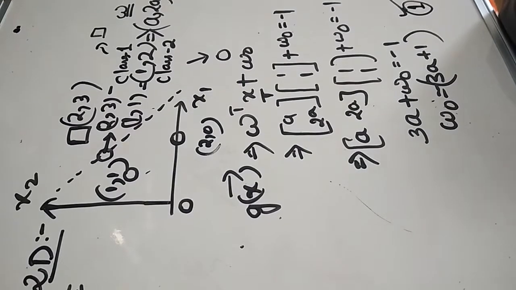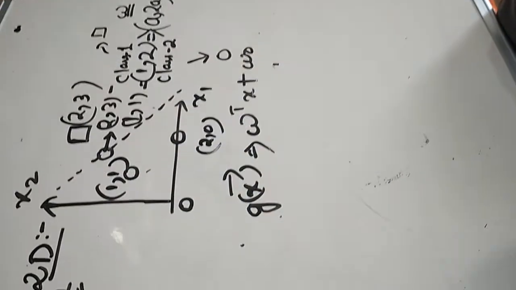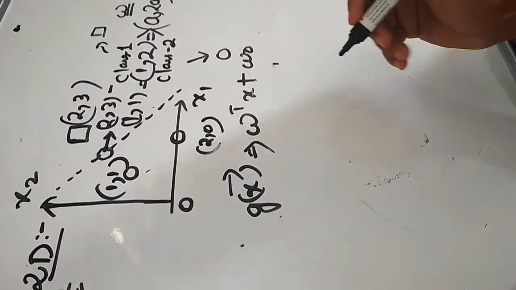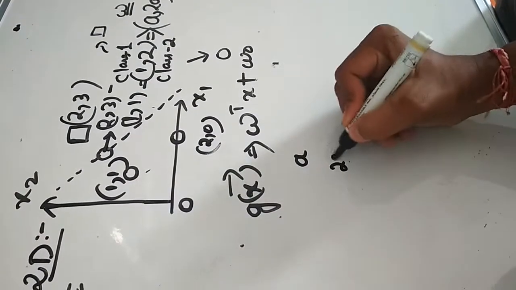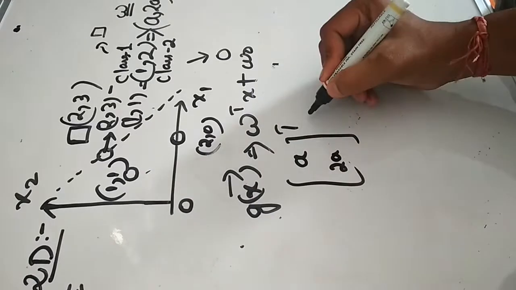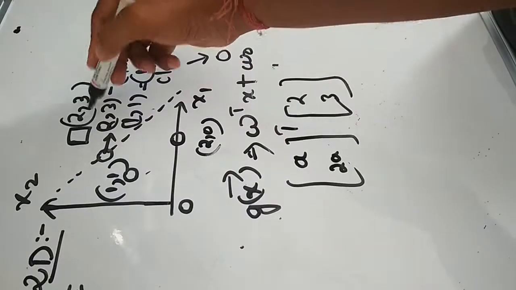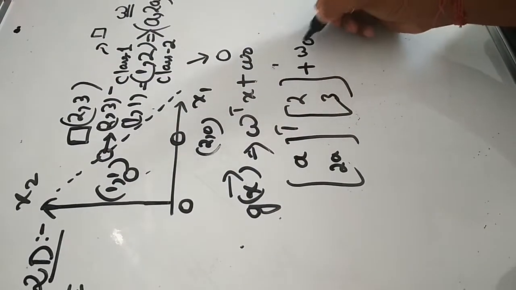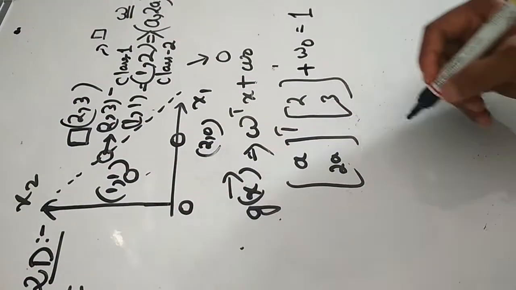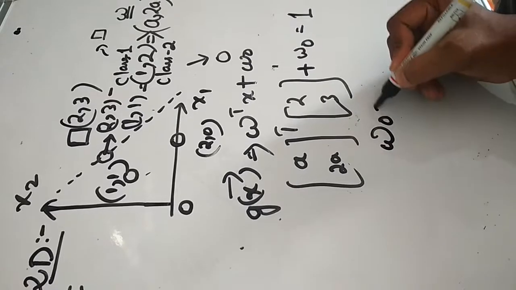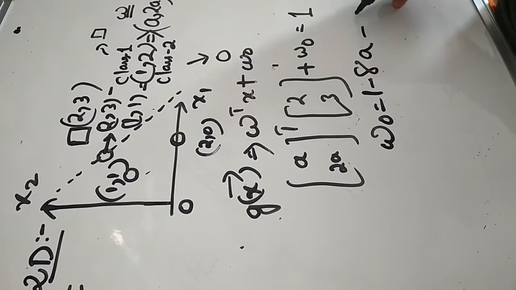So now we will add this in equation 2. So finally in equation 2 we are getting 2a transpose 2 comma 3. So this point I am taking 2 comma 3, plus w0 is equal to 1, because this is in this class gx. Okay, so finally we will get w0 is equal to 1 minus 8a. That is equation 3.